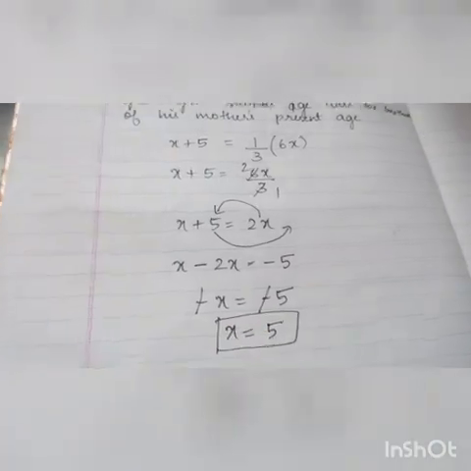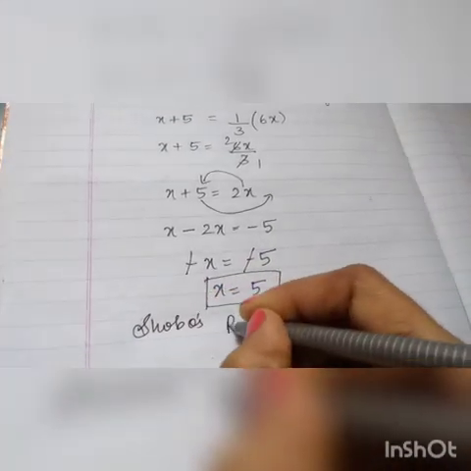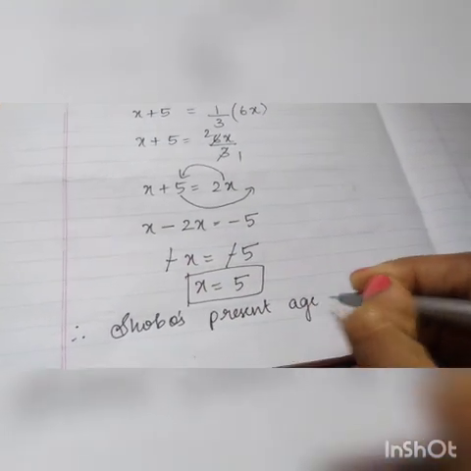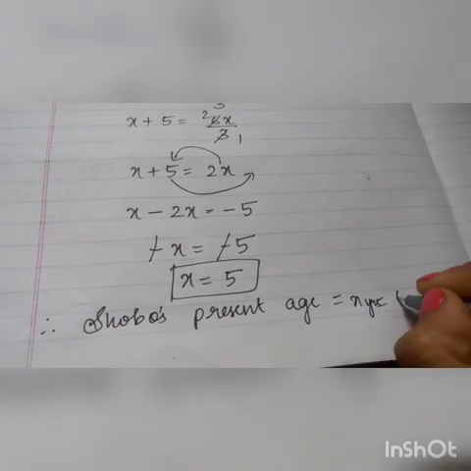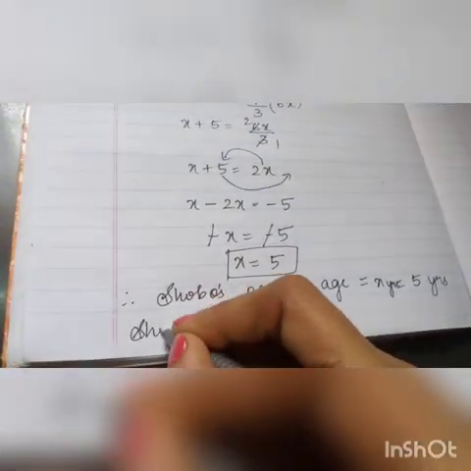Therefore, Shobhu's age is what? Actually what we have taken, Shobhu's age is x years. So for Shobhu, x years. So what will be Shobhu's age now? Now he is 5 years old.